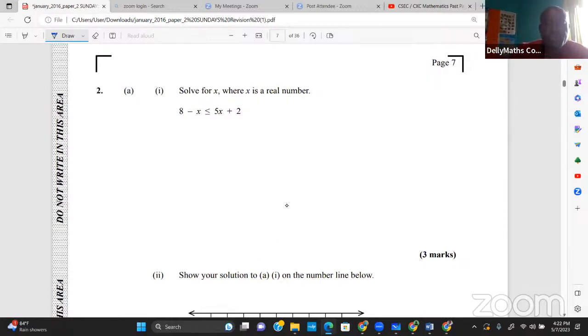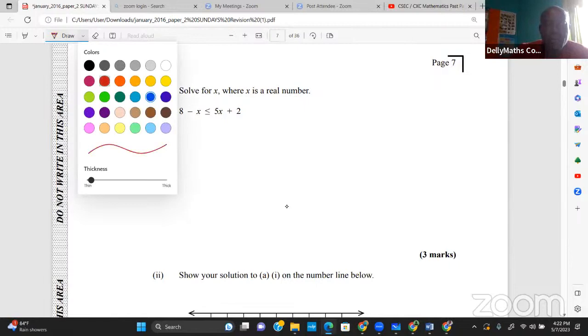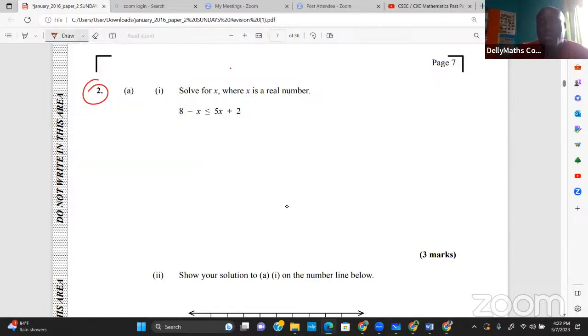Number 2. All right, what does number 2 say? Let me go back for my red pen. So number 2 says here, solve for x.